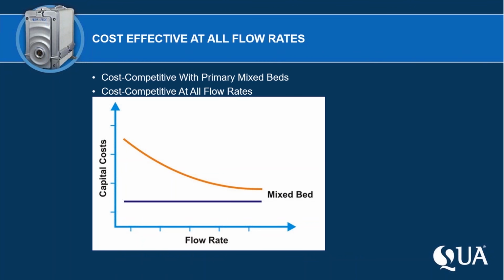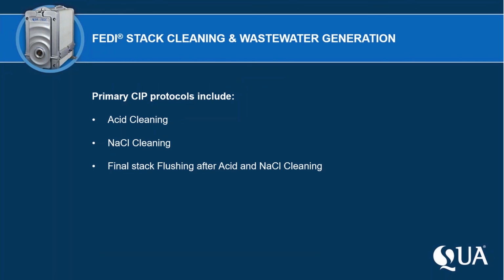When people ask what the payback is on EDI or a Fedi compared to primary mixed beds, as the flow rate gets higher, EDI or Fedi technology certainly becomes more cost competitive. So when you're running at a 5 or 10 gallon a minute type flow rate, the payoff would be a little bit longer, but as you get to higher flow rates, your payoff definitely leans toward a Fedi type design.